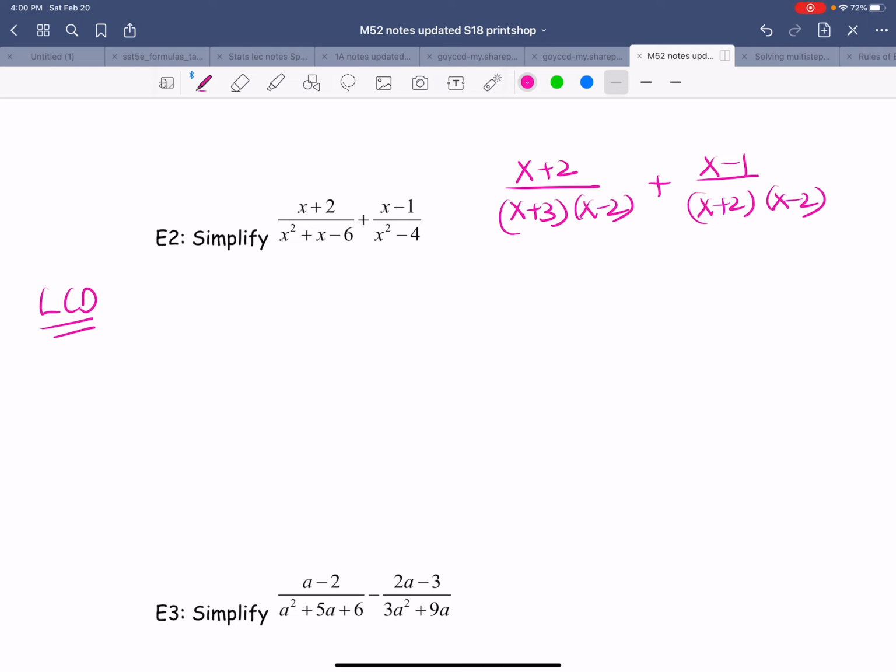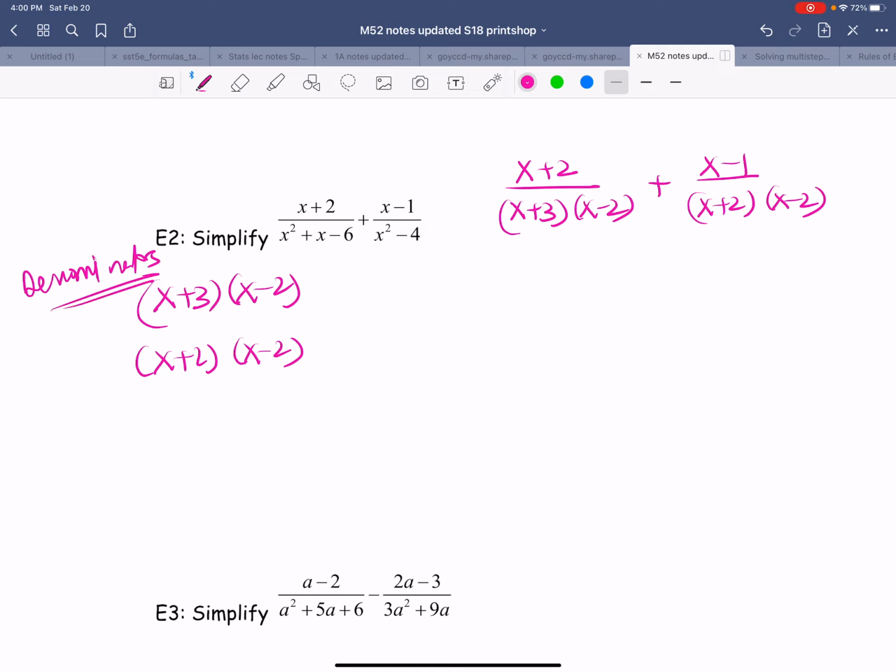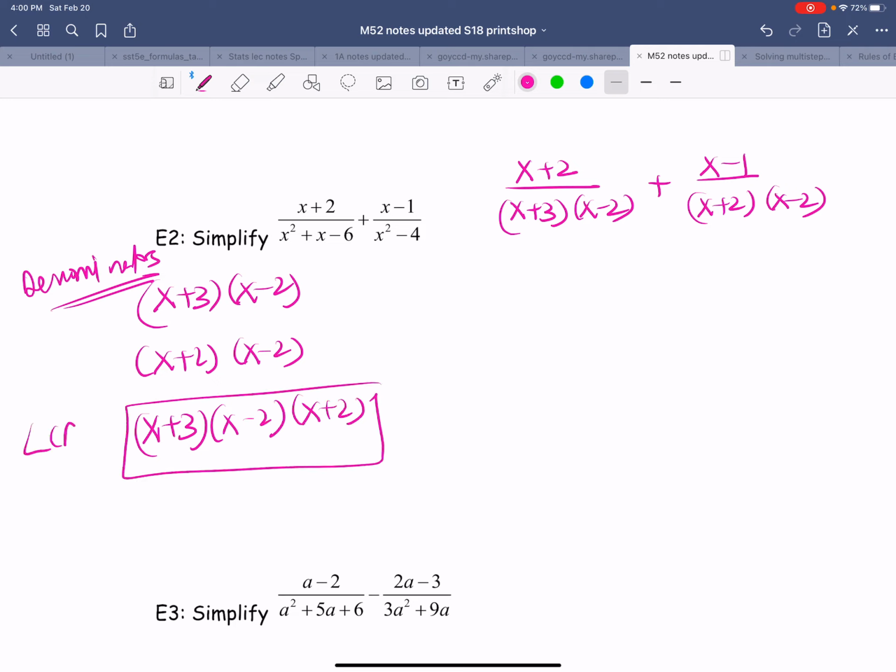When I'm thinking about the LCD, we have x plus 3, x minus 2, and then x plus 2, x minus 2. Remember, when you're trying to figure out the LCD, these are my denominators, and we bring each unique factor down with the highest exponent. So my unique factors are x plus 3, x minus 2, and x plus 2, and that would be my LCD. Okay, look at the last video. If you're having a hard time finding the LCD, go back to the last video and see the examples.